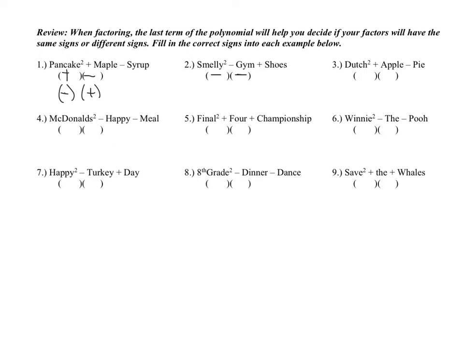So if the last term is positive, then that means your signs have to be the same. And if everything in the problem is positive, then the signs have to be plus plus. But if the middle term is negative, because remember, to get that middle term there, you're multiplying your outers, you're multiplying your inners, but then you're combining them together. So if you're combining two things that are both negative, then it's going to stay negative.